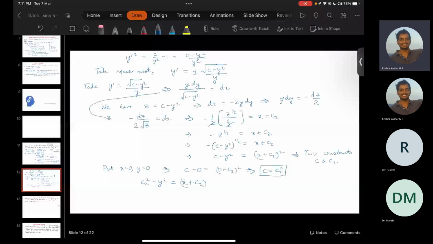So essentially, we now need to determine the expression for C2. So C2 needs to be found. I'll start with, what we do is, we are given the curve, right?